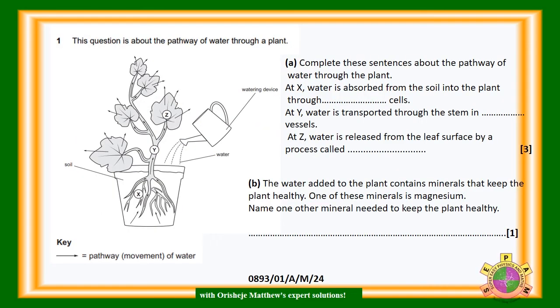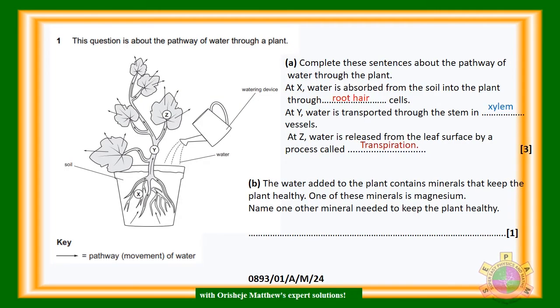Question 1. This question is about the pathway of water through a plant. Question 1a. Complete these sentences about the pathway of water through the plant. At X, water is absorbed from the soil into the plant through root hair cells. At Y, water is transported through the stem in xylem vessels. At Z, water is released from the leaf surface by a process called transpiration.